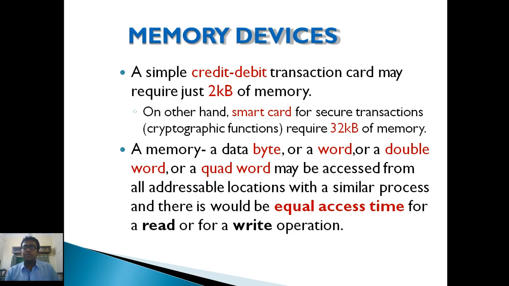A simple credit or debit transaction card may require just 2 KB of memory. On the other hand, a smart card for secure transaction with cryptographic functions requires 32 KB of memory. A data byte, a word, a double word, or a quad word may be accessed from all addressable locations with a similar process, and there would be equal access time for a read or a write operation.